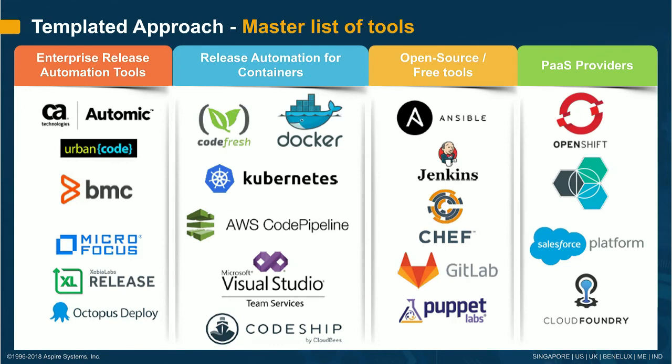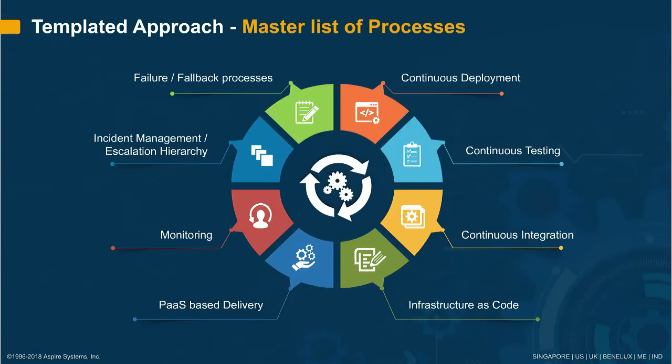So having looked at the list of tools, let's look at the master list of processes that we want to look at. As you can see, we have continuous deployment, continuous testing, continuous integration, infrastructure as code, I'll get to that in a minute. Then PaaS-based delivery, which is what we just talked about. Monitoring of missions, incident management or escalation hierarchy, and failure or fallback processes. This is basically a master list of processes, and I'll give you a brief of what we mean by these.